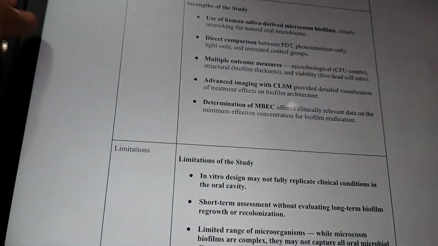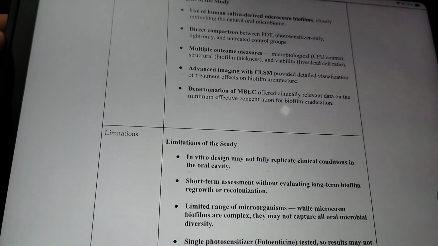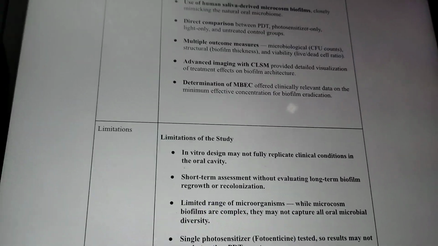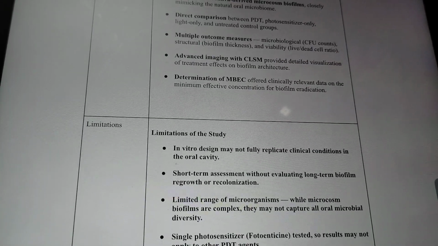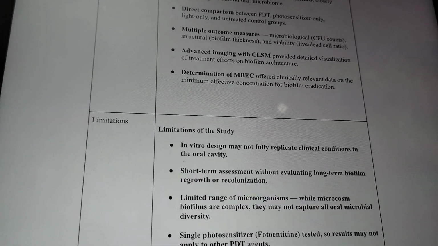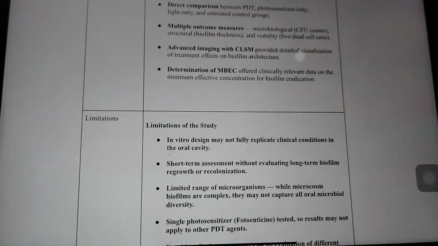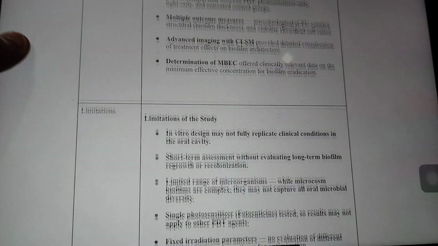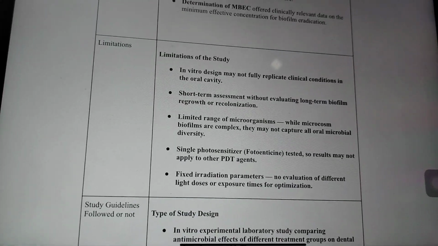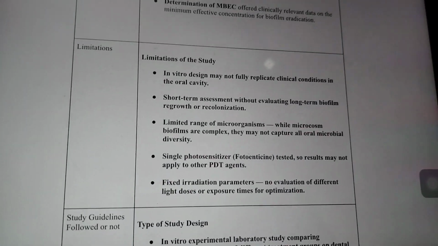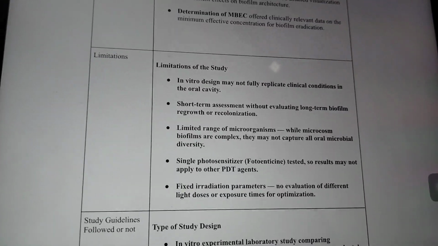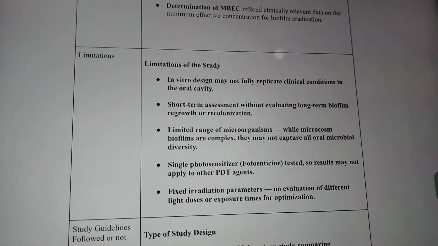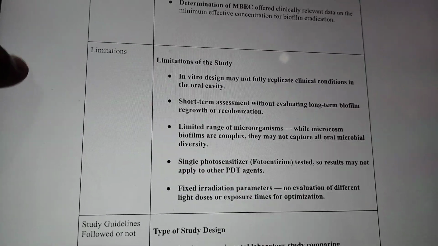When we talk about the limitations of the study, it was an in vitro design which may not fully replicate clinical conditions in the oral cavity. Short-term assessment without evaluating long-term biofilm regrowth or recolonization. Limited range of microorganisms. While microcosm biofilms are complex, they may not capture all the oral microbial diversity. Single photosensitizer, photoenticin, tested, so results may not apply to other agents. Fixed irradiation parameters. No evaluation of different light doses or exposure times for optimization.